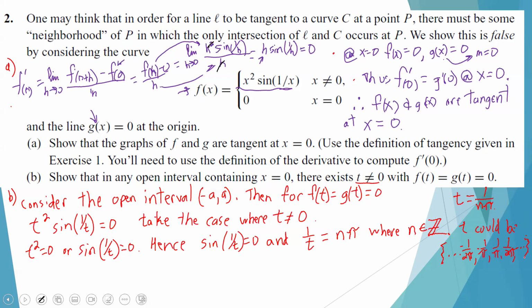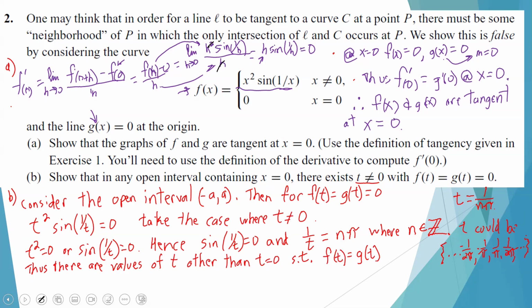So we might say something like, thus there are values, many of them, values of t other than t equals 0, such that f of t equals g of t. Remember, g of t is 0, always equals 0.